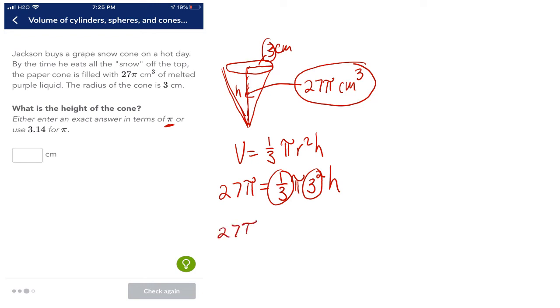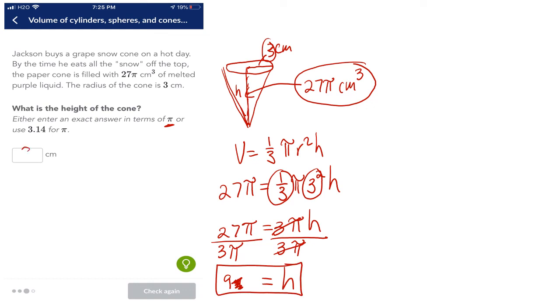So 27 pi is equal to 3 pi h. And we could divide both sides by 3 pi. And the 3 pi divided by 3 pi is 1. So you remember 1h is equal to, now 27 divided by 3 is 9. Pi divided by pi is 1. So this is really just 9 times 1, but 9 times 1 is just 9. So we kind of leave that out. So the height of the cone is 9 centimeters.